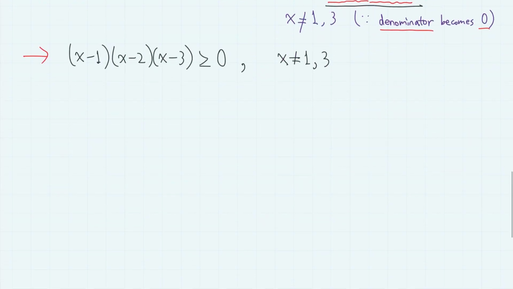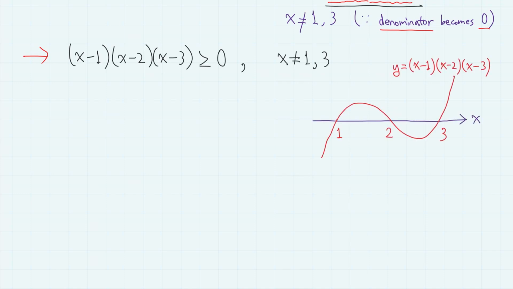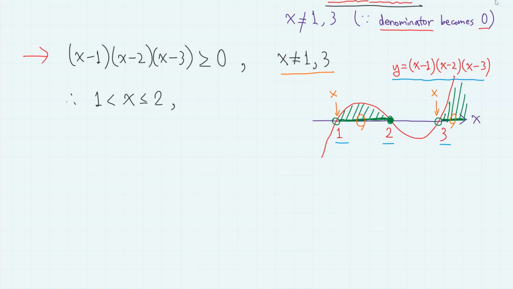So now we have the cubic inequality, which can be solved by drawing the graph of y equals x minus 1, x minus 2, x minus 3, which passes through (1, 0), (2, 0), and (3, 0). So the function has non-negative values in these ranges, and considering that we also have to exclude 1 and 3, we obtain the range x is greater than 1 and less than or equal to 2, and x is greater than 3. Let's call this range 2 prime.